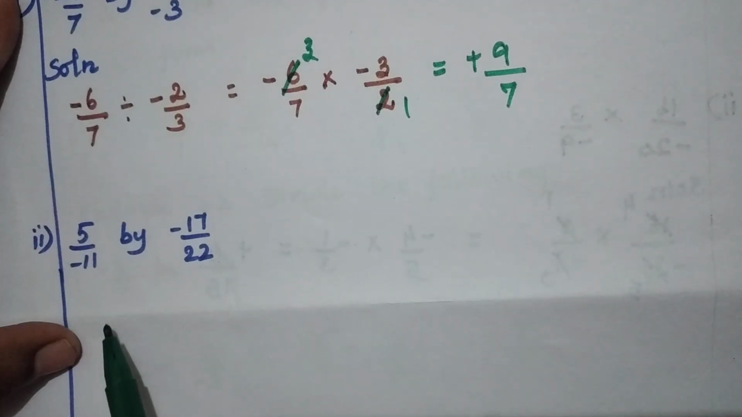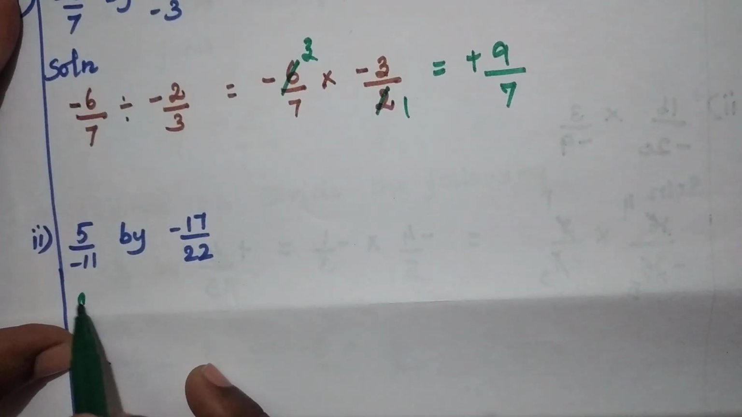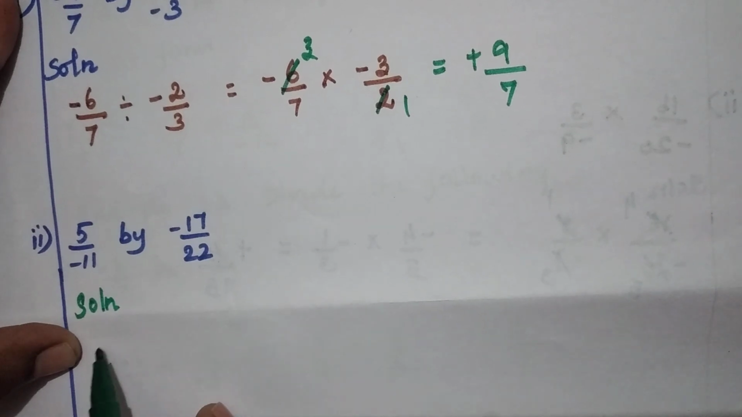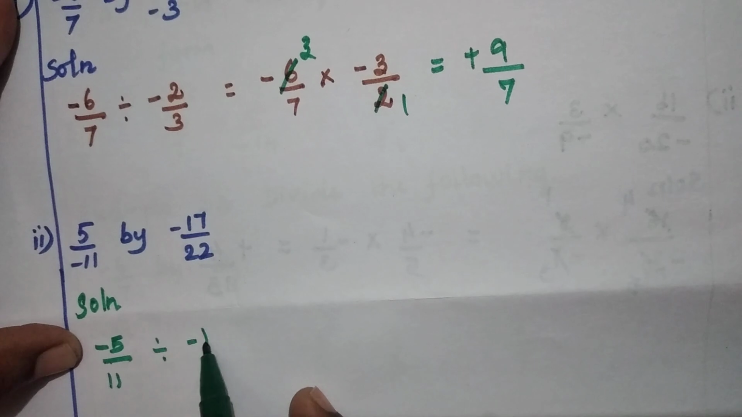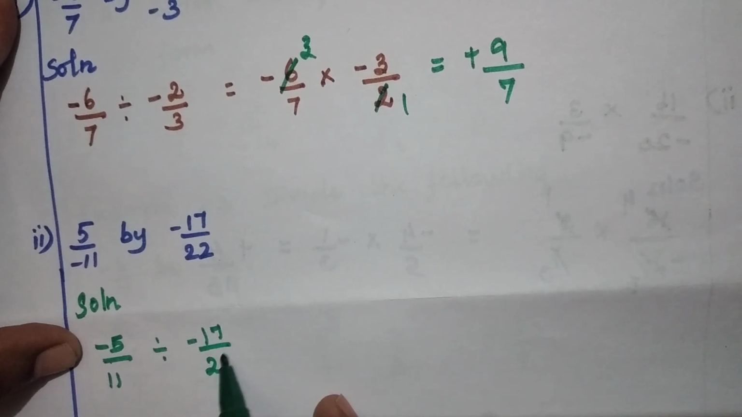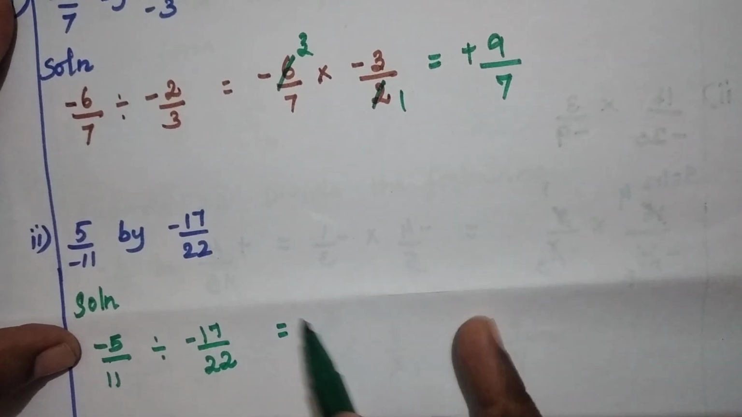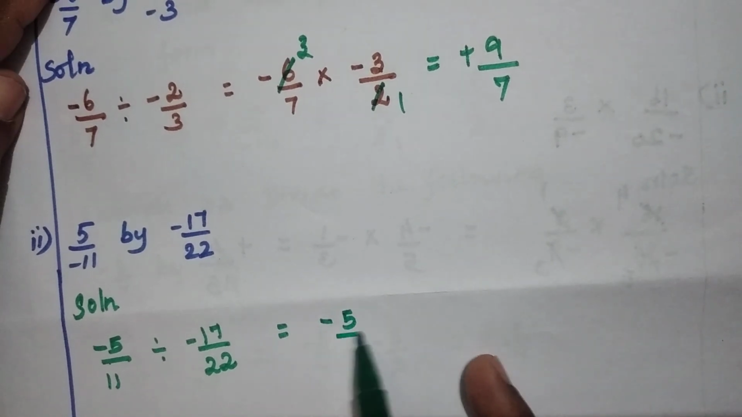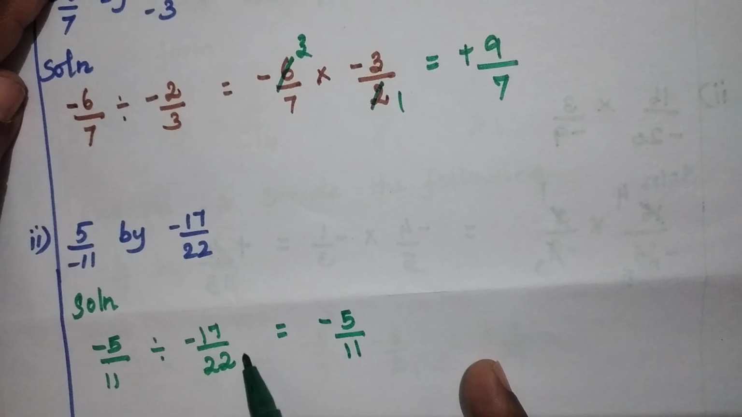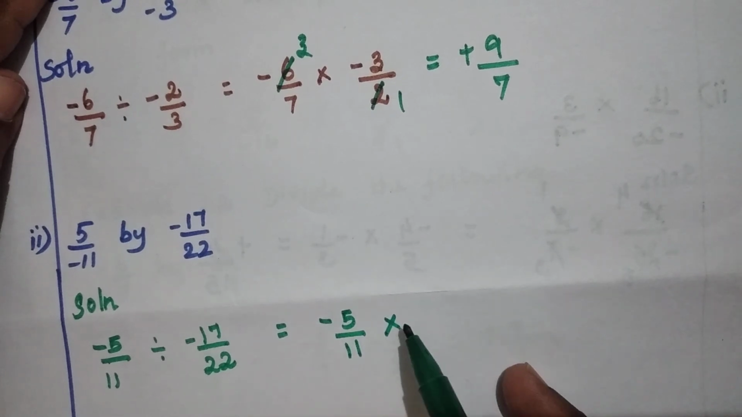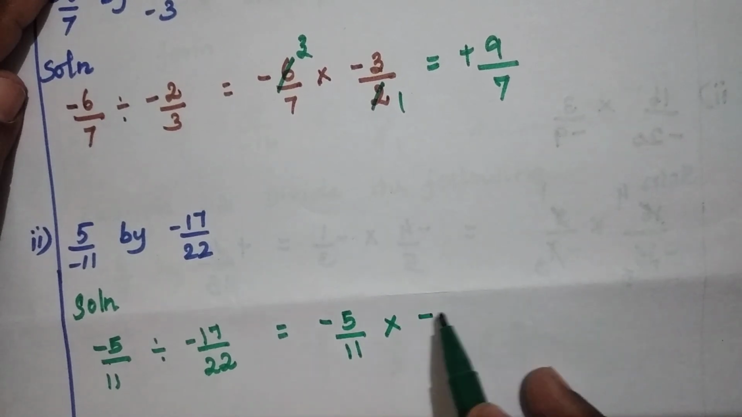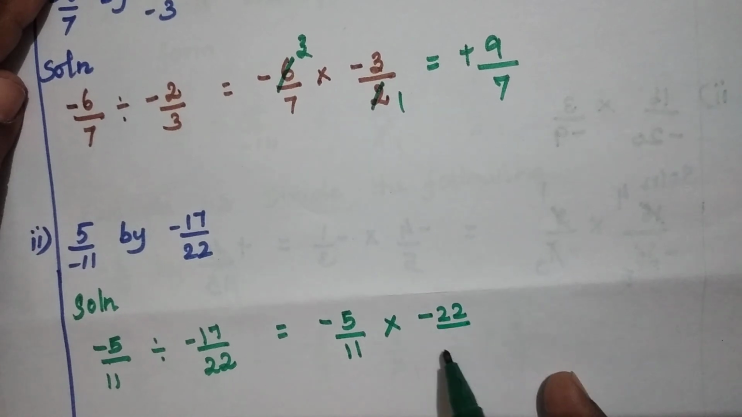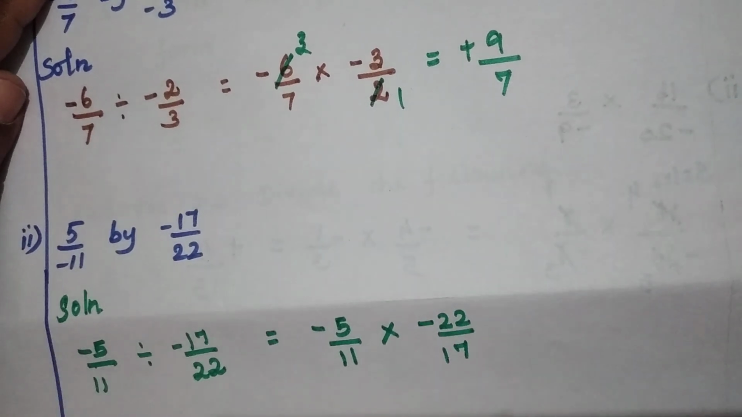Second one, 5 by minus 11 divided by minus 17 by 22. So write the first one as such, minus 5 by 11. Change this division into multiplication and write the reciprocal of the second one, which is minus 22 divided by 17.